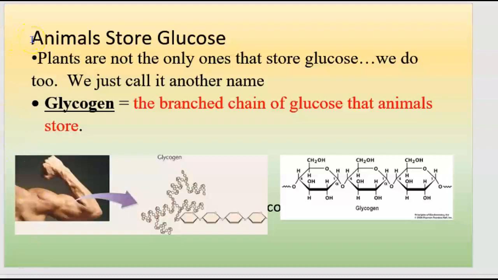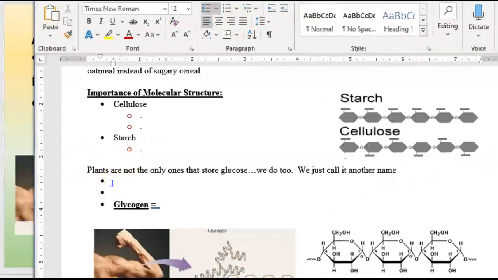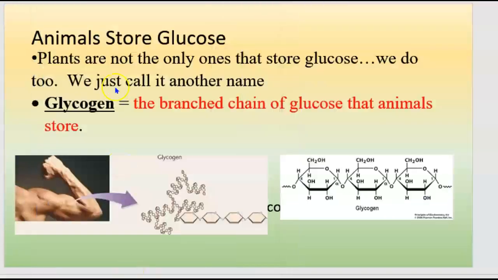You as an animal store glucose as well. We just call it something else. We call it glycogen. So for your notes here, I've given you two bullets, but it's just one. I just wanted to give you enough space. And plants aren't the only ones to store glucose. We do it too. We just call it another name. We call it glycogen. And glycogen is the branched chain of glucose that animals store.